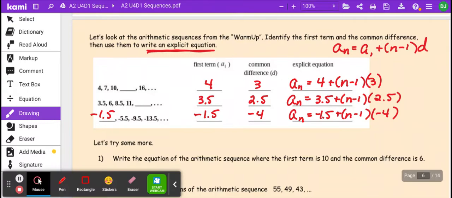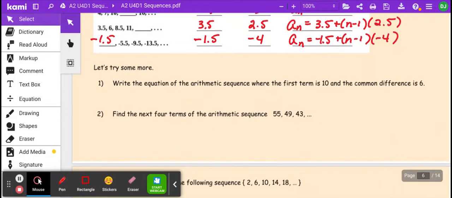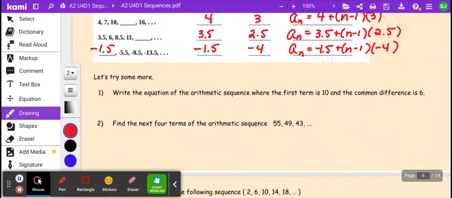Okay, so now we practice writing the explicit equation. Now I just want to look at some other types of questions. What might we have to do? What would be a task here? This one says, write the equation of the arithmetic sequence where the first term is 10 and the common difference is 6. Notice this time they're giving me information to write that explicit equation, but I don't have the sequence sitting in front of me like I did above.